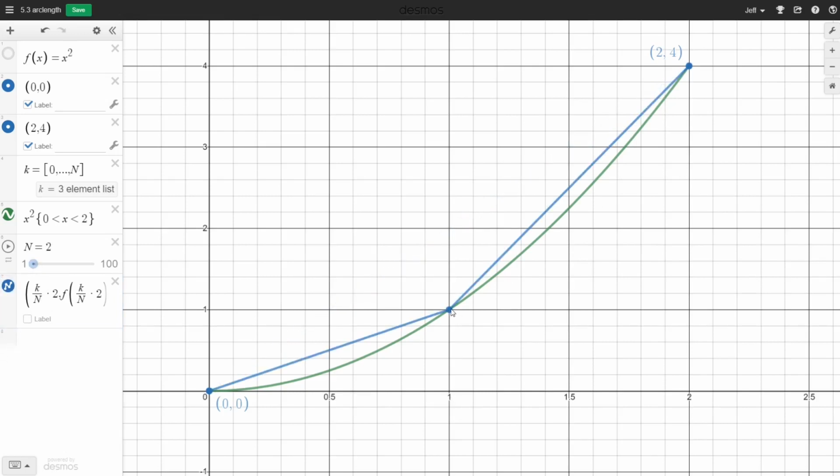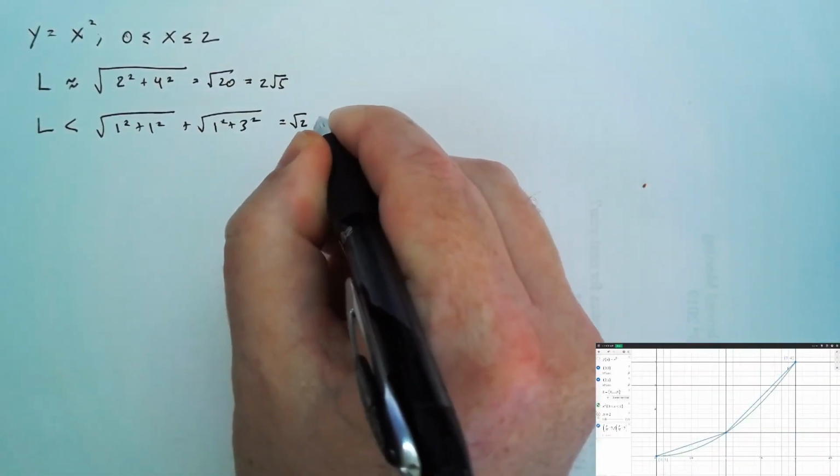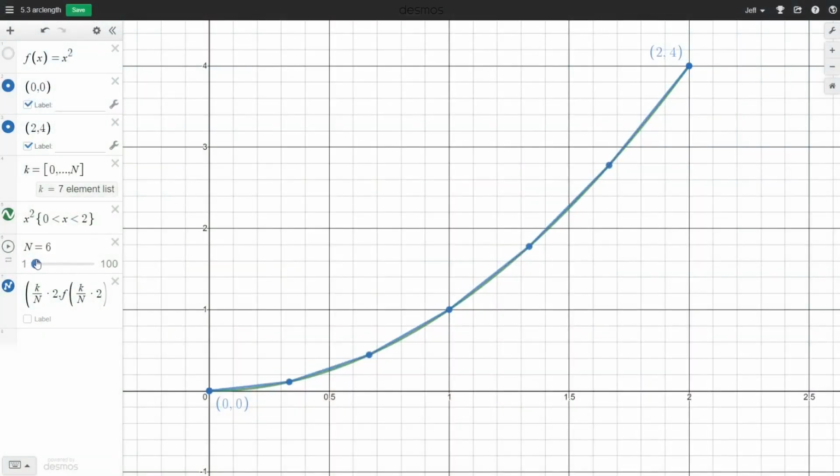We could add an intermediate point on the curve. The first line segment goes over 1, up 1. The next one goes over 1, up 3. So the length of our curve is less than the square root of 2 plus the square root of 10. We could keep going, adding more and more line segments, and before too long, the sum of the lengths of these line segments should be pretty close to the length of the curve.